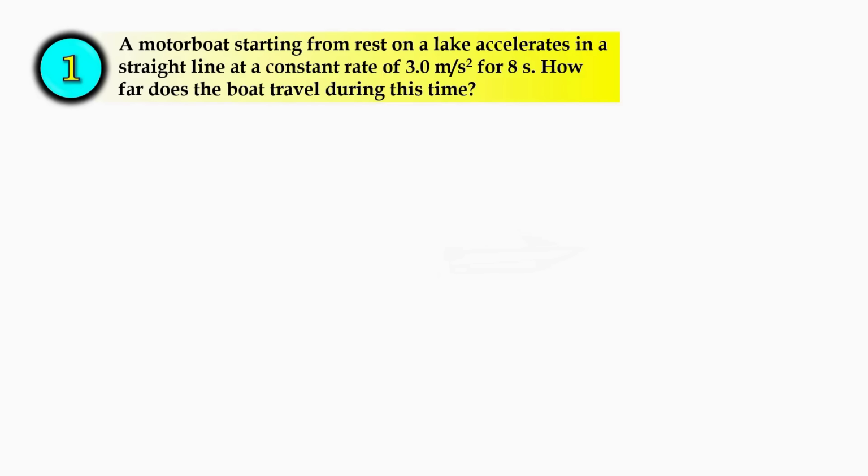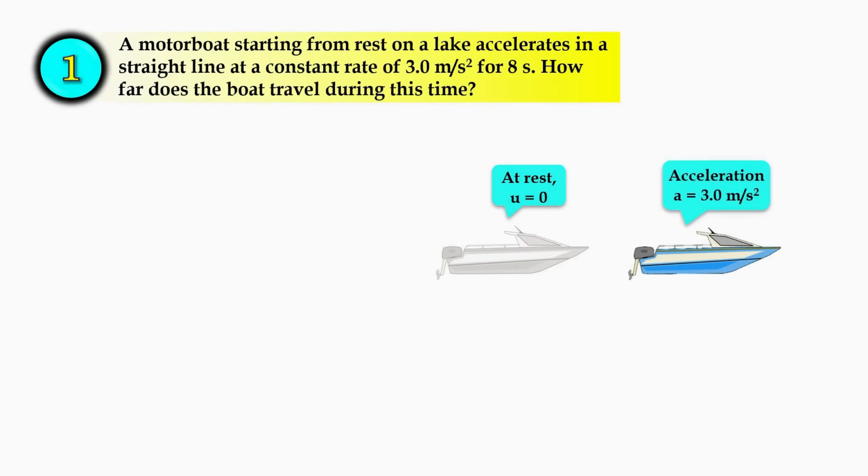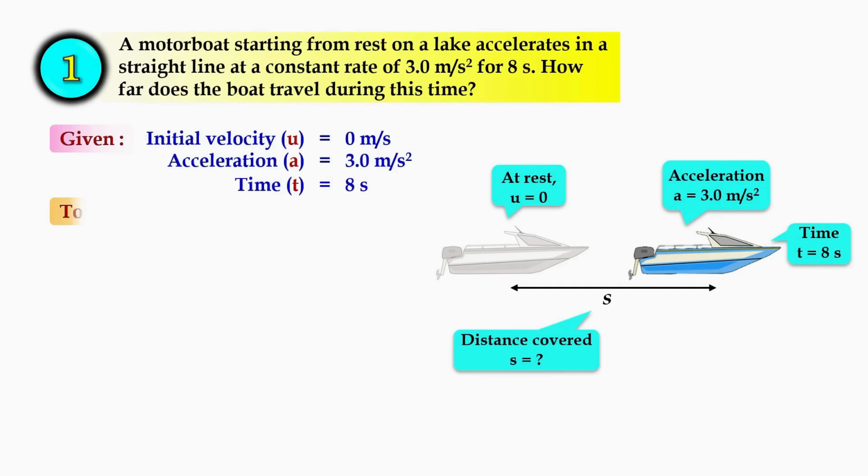First, let us write the given values. The initial velocity is 0 meters per second because the motorboat starts from rest. The acceleration is 3 meters per second squared. The time taken is 8 seconds. We have to find the distance covered by the boat.